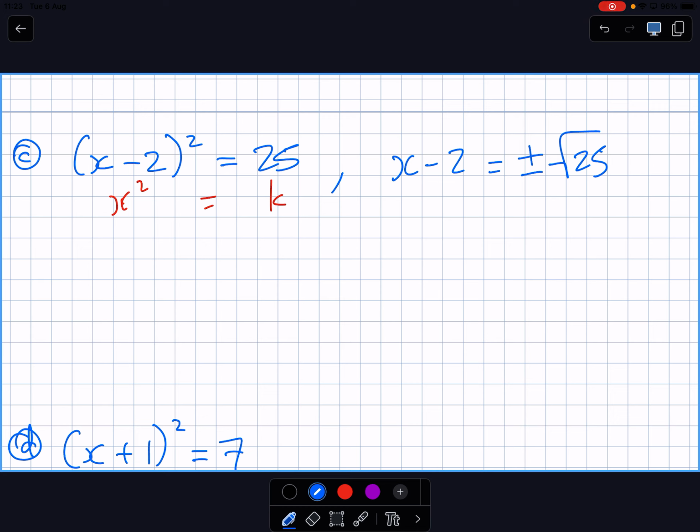Is the square root of 25 an actual number? Is there a number I can times by itself to get 25? 2 times 2, 4. 3 times 5. Well done. So x take 2 is equal to plus or minus 5. Is x by itself yet? How would I get x by itself? What is the opposite of taking 2 from the left-hand side?